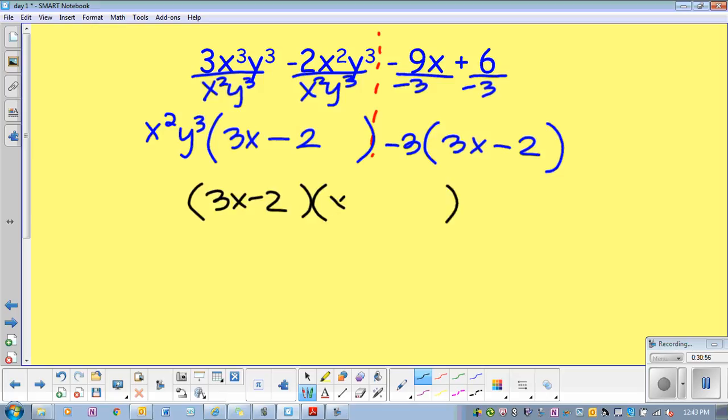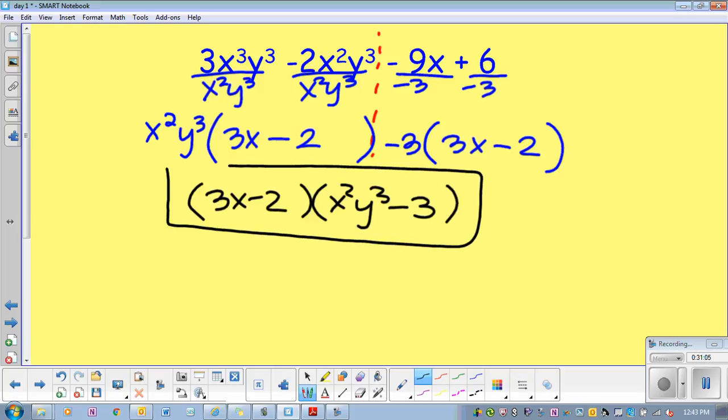X squared y cubed minus 3. Can I do anything else? No. That's it. There we go. Done. So much practice.